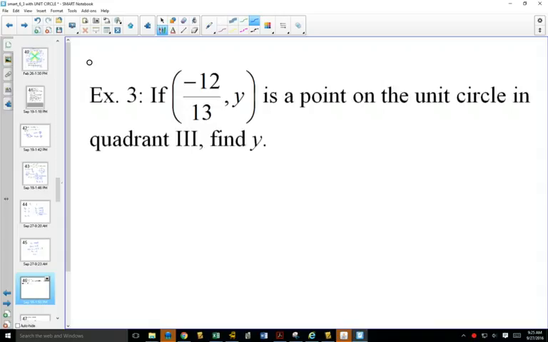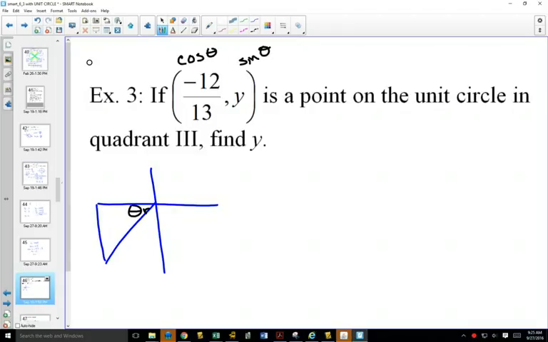If negative 12 over 13 comma y is a point on the unit circle in quadrant 3, what we could do is draw quadrant 3. We could draw an angle in standard position in quadrant 3 and label the reference angle. Now what do we know? If it's a point on the unit circle, then this is cos theta and this is sine theta. So this question is just another way of saying if cos of theta is negative 12 over 13 in quadrant 3, can you find sine of theta?